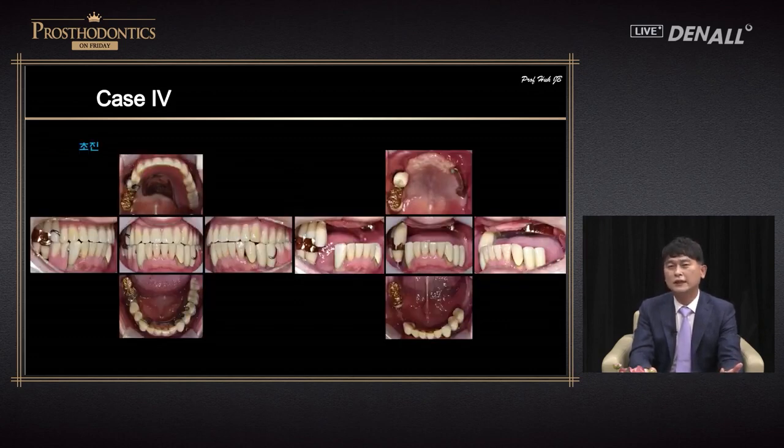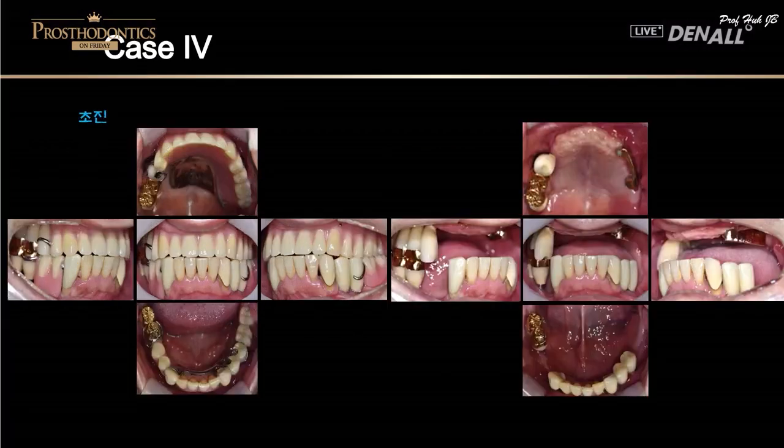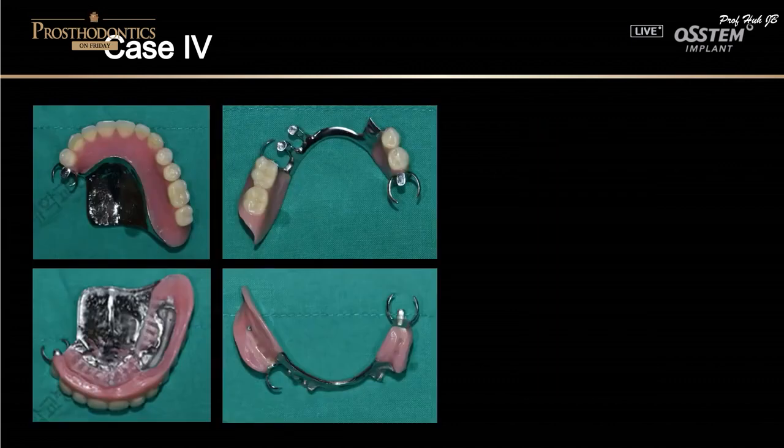And we did the RPD. If you look at the top right picture, there are 2 implants and a bar made of gold, and the friction is used to get retention. But it fell off after 6 months as they are worn down. It should not be designed like this. I think this was designed like this, believing that the bar will solve the problem.